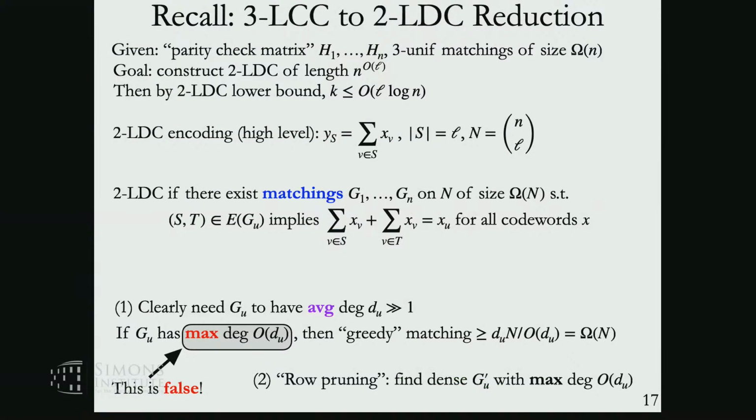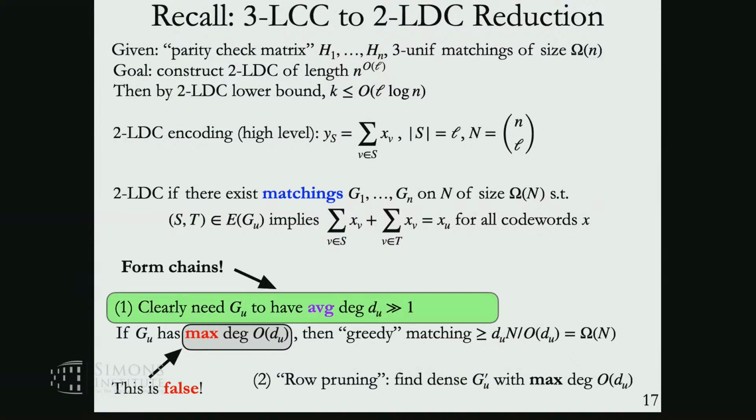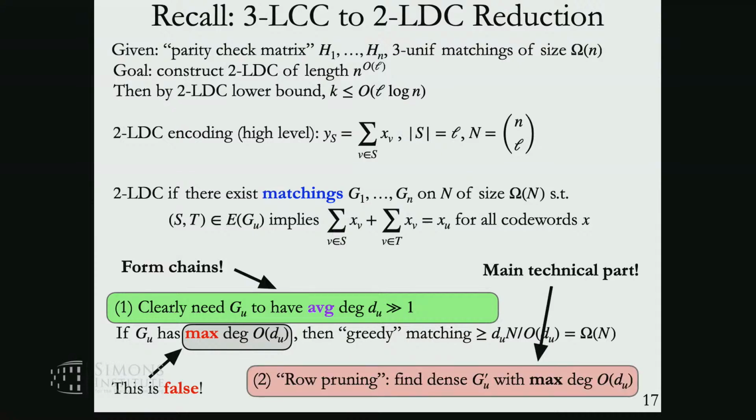So I've essentially justified this step. If I want to make my graph have large average degree, I just form these chains. And then those are the edges I add to my graph. And we've implicitly argued that this means that the graph, when L is polylog n, will have very large average degree. And so then, at the very least, we can hope for there to be a large matching. But to show that it has a large matching, we still need to get this row pruning step to work, which is to say that we need to find a dense subgraph with bounded max degree. So this is really the main technical part of the proof. And this is the part of the proof that I'm going to discuss next.